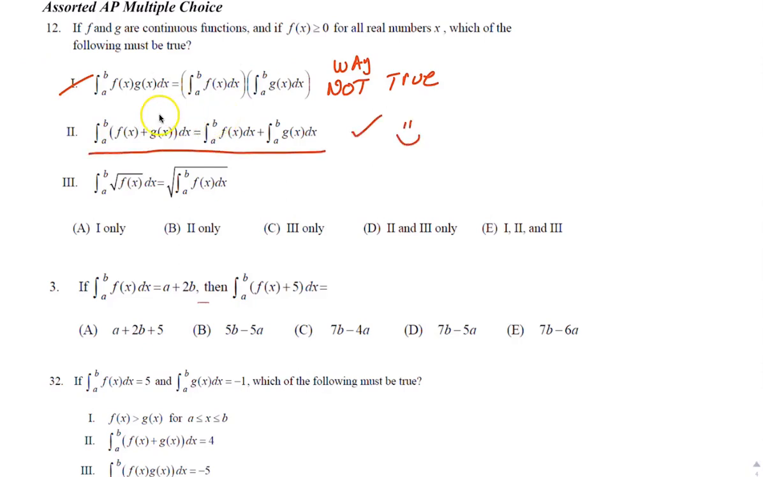Right? Integration and derivatives are the same way when you add, or in limits too. When you're adding two functions, you just separate them. It doesn't work like that for multiplication. Only limits do that. But it does work for addition.